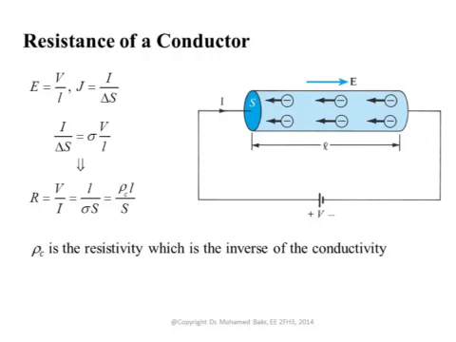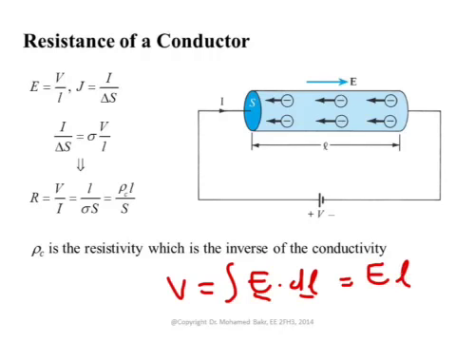We can say that the voltage V is equal to the integral of E dot dl, but E is constant. I can take it out and then integrating dl will give you L. So this will give you E multiplied by L. So I can simply say that E is equal to V over L. The same thing for J.